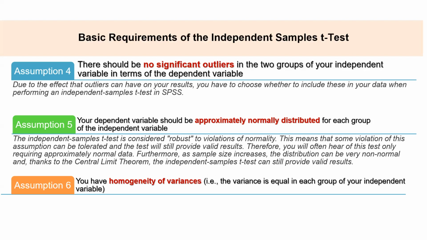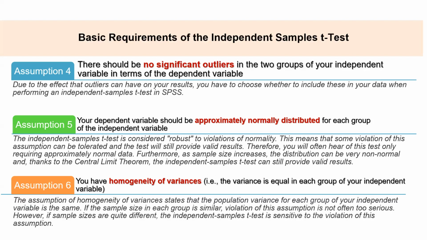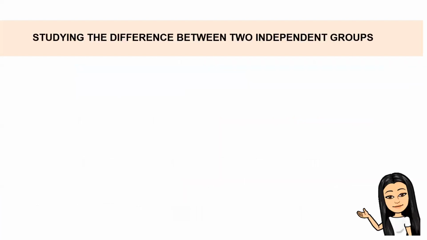And the sixth one, you have homogeneity of variances. That is, the variance is equal in each group of your independent variable. The assumption of homogeneity of variances states that the population variance for each group of your independent variable is the same. If the sample size in each group is similar, the violation of this assumption is not often too serious. However, if the sample sizes are quite different, say one group has a lot of respondents, the other group has fewer, then the independent samples t-test is sensitive to the violation of this assumption.